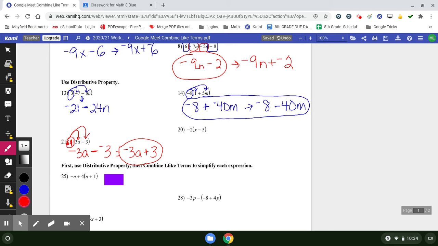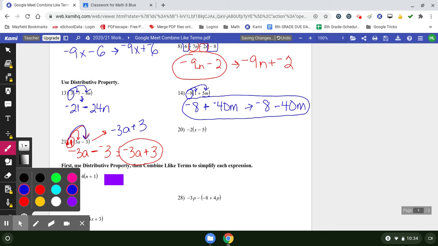If I did that, I would right away go -1 times 3a is -3a, and I would do -1 times -3, which is +3. So there are different ways of doing this to skip that one middle step. Either way, we get the same answer.